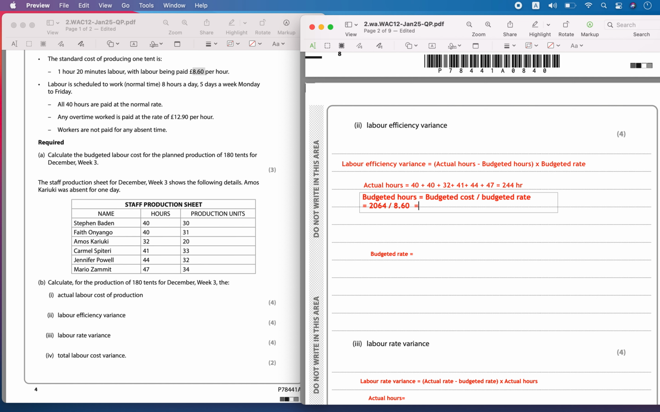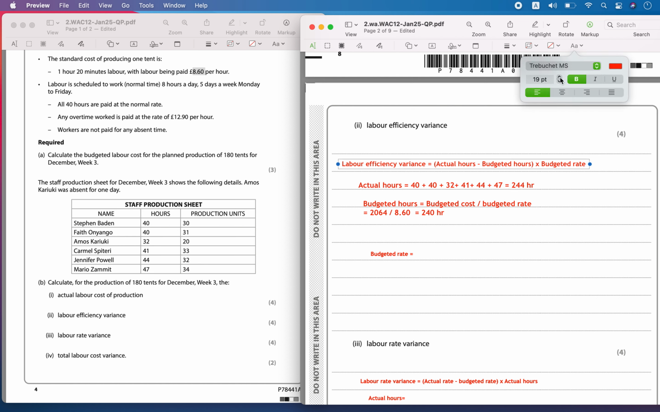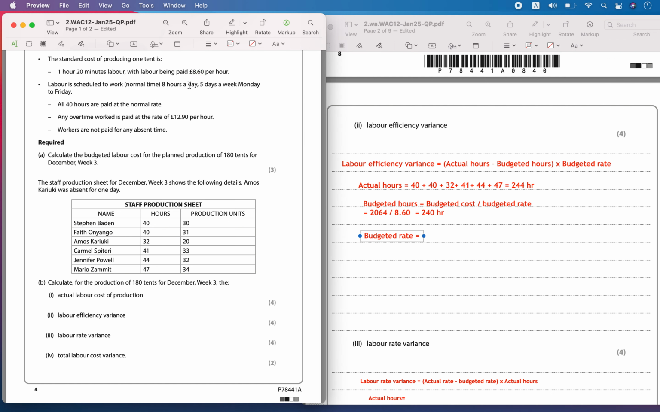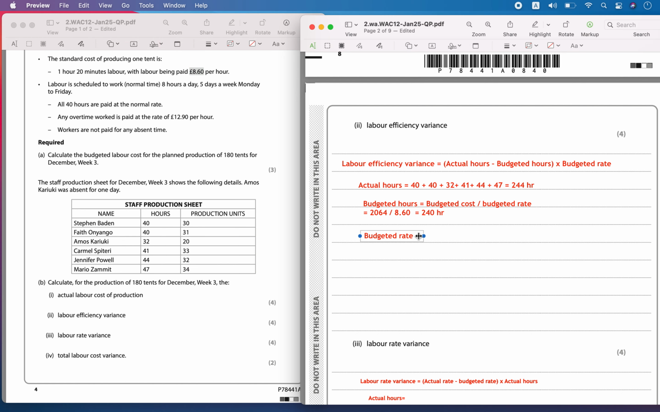Now we will understand what the budgeted hours are that were estimated. That is equal to 240 hours. So as per the budgeted hours, it should have been 240, but the actual hours these people have worked is 244. Now what is the budgeted rate? The budgeted rate is also an established one, which they have given, 8.60 per hour.